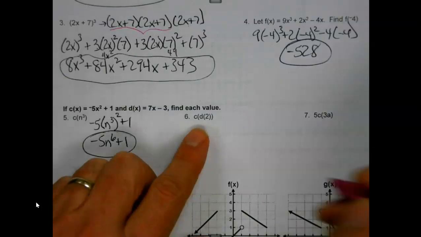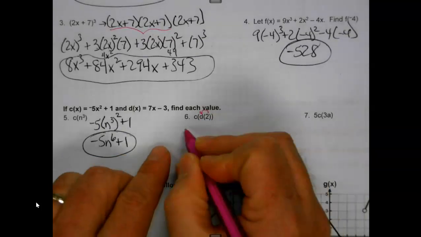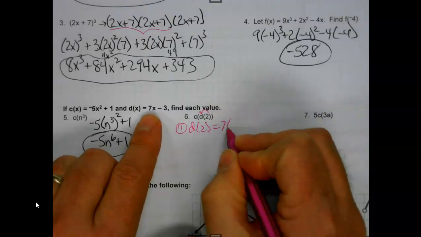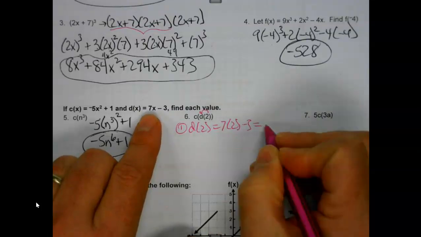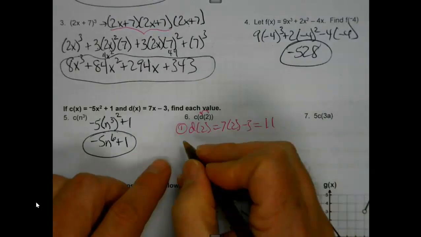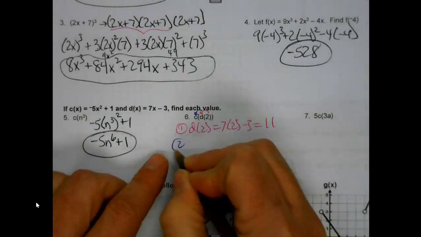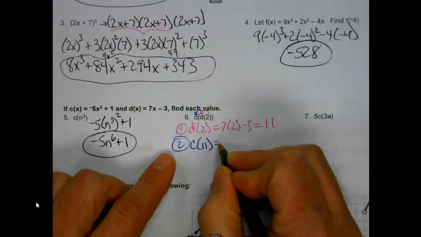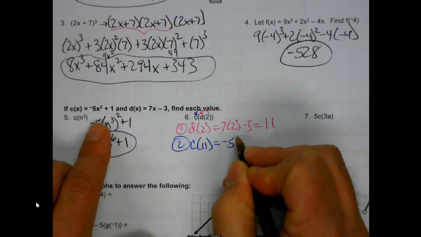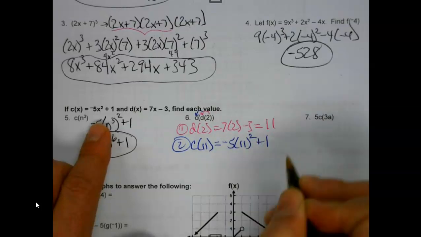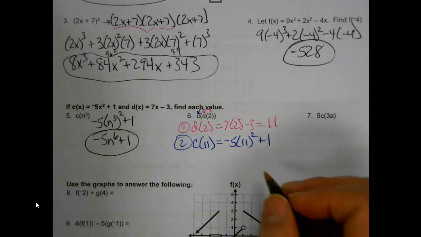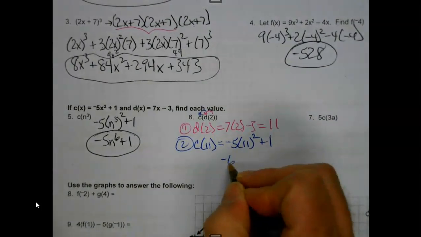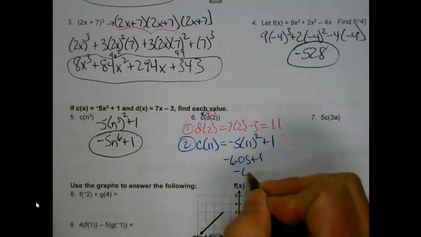Now, here's a composition. Step 1. Find d of 2. Okay. So 7 times 2 minus 3 is 11. Then take that answer, not 2 again. Take that answer, 11, and plug it back into C. So let's see. -5 times 121. -605 plus 1, -604.